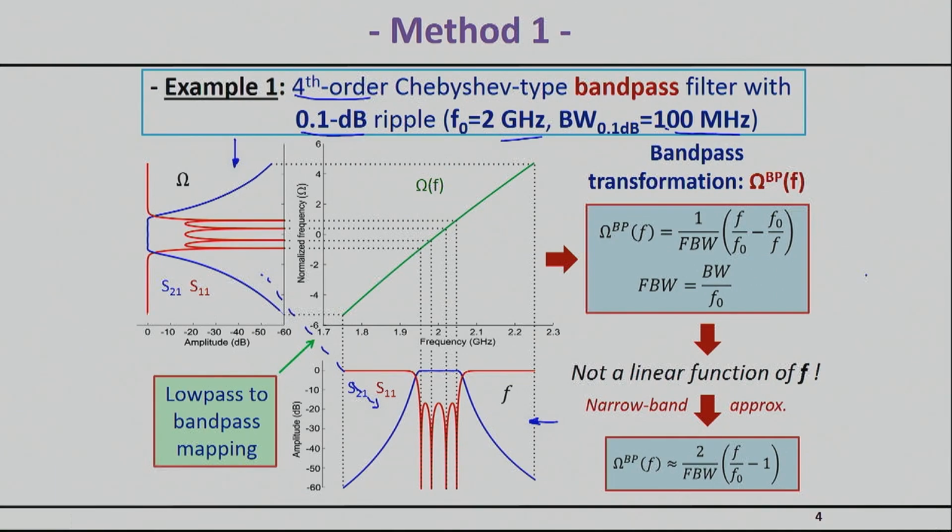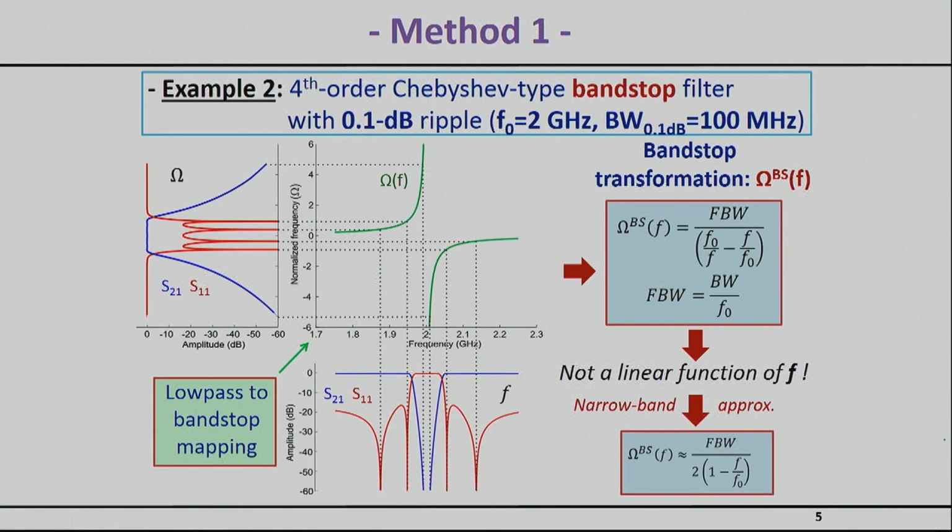The frequency transformation for a band pass is the one shown right here, and this is something you can find in several books. But I do want to warn you a little bit that this is not a linear transformation. If you look at this green curve right here, you realize that this is not exactly a line, but it's approximately a line if your bandwidth is pretty narrow. And in this case, it's pretty narrow: it's 100 megahertz at the center frequency of 2 gigahertz. If you're doing that, you can use this approximation down here, which is a linear approximation.